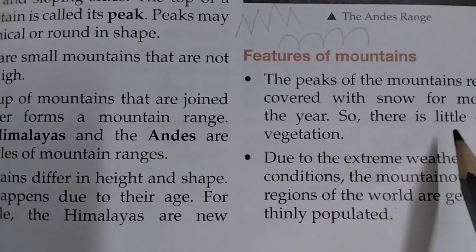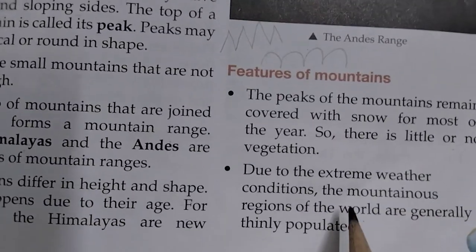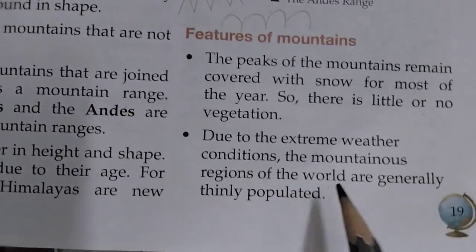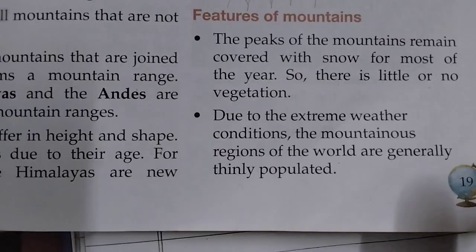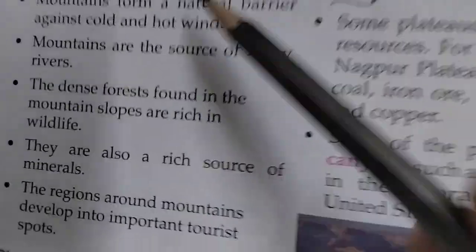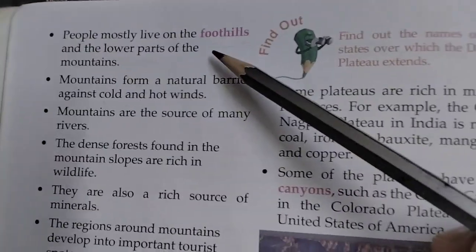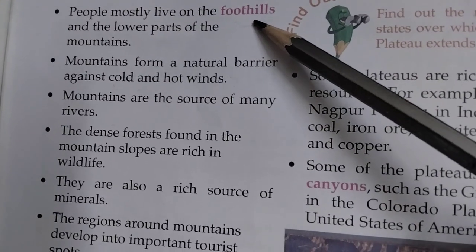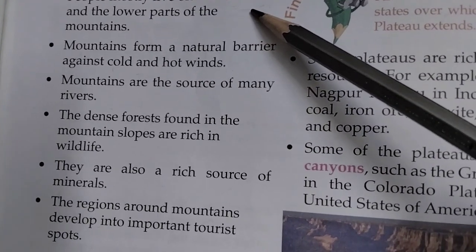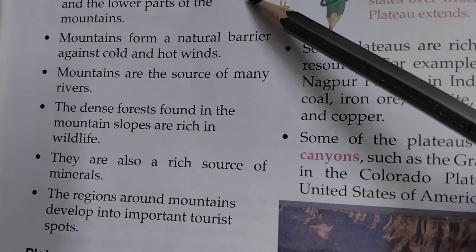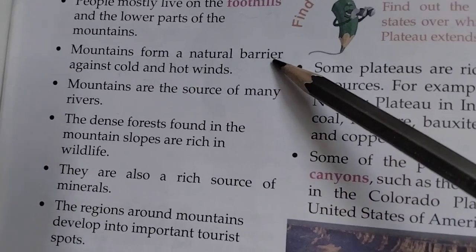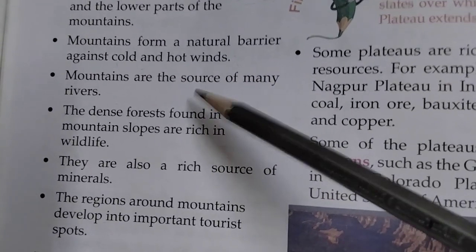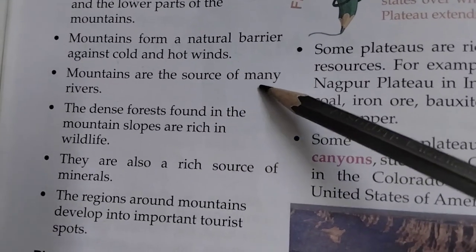Some features of the mountains which we learned: mountains are often covered with snow, and just because the mountains are at a higher altitude, the weather there always remains very cold or pleasant, and mountains are also thinly populated. Fine. Mostly people live not on the higher mountains but at the foothills, because there the temperature or weather is good for living, and the mountains act as a natural barrier for the cold and hot winds. And mountains are also the source of many rivers.